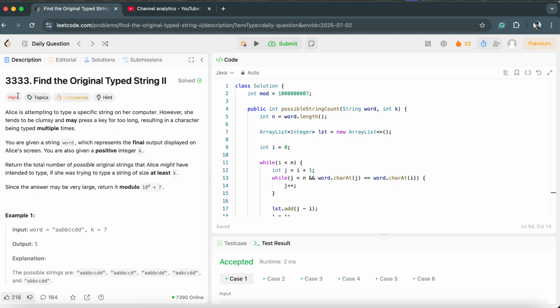So in this video, I'll be covering this Leetcode problem 3333. Find the original typed string 2.